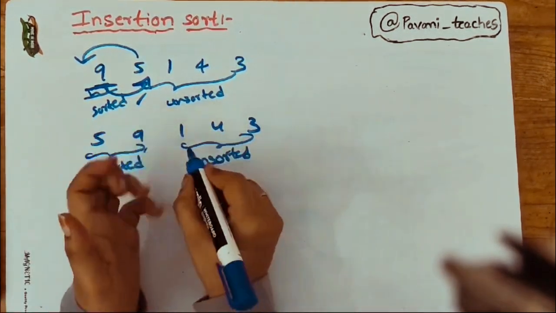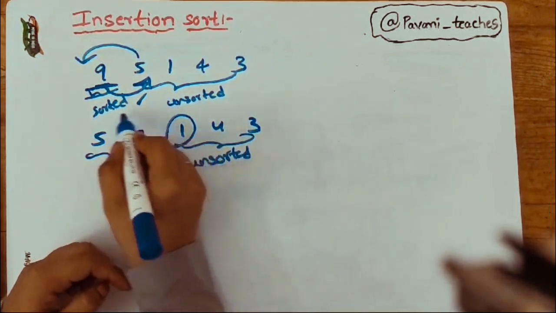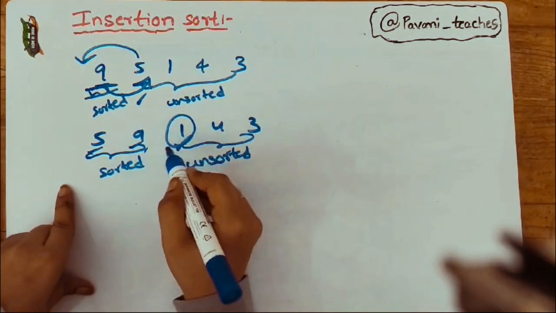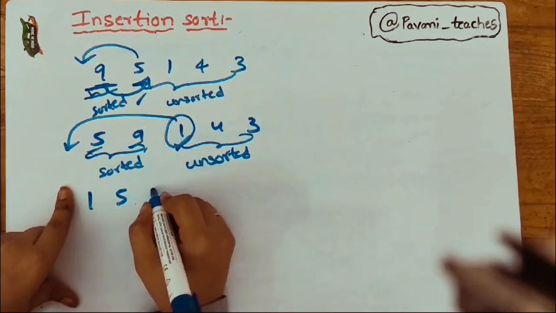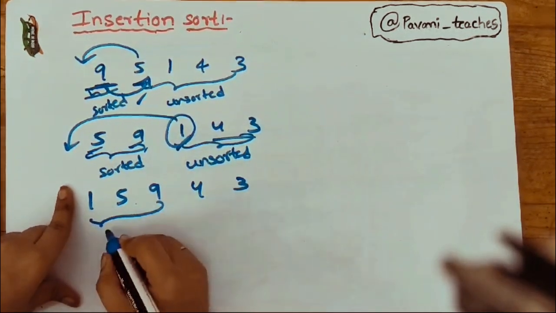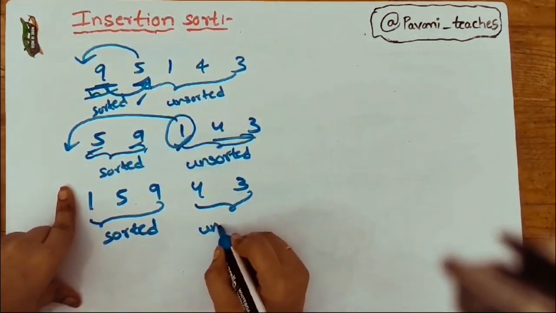Now we have to check the first element in the unsorted array with the sorted elements. One is less than both 5 and 9. The one should be placed here. That is 1, 5, 9 and the remaining 4, 3. These three elements will be the sorted array and these two remain unsorted.